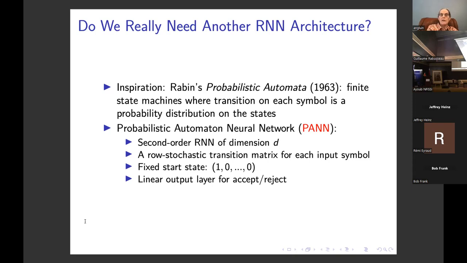One of the inspirations was Rabin's probabilistic automata, which are finite state machines where the transition on each symbol is a probability distribution on the states. So that led to the probabilistic automaton neural network, which I will just call PAN. It's a second order recurrent neural network, dimension D. Each symbol has a row stochastic transition matrix. So this is the probabilities on states and symbols. There's a fixed start state, as in Rabin's machine. And in a slight difference, the output is read out by a linear output layer for the acceptance or rejection.